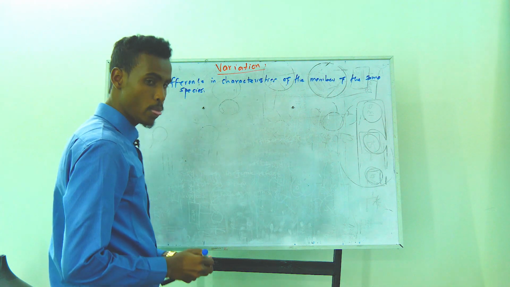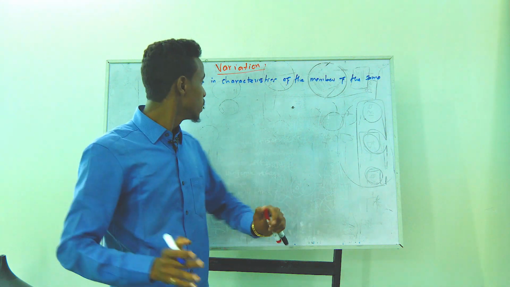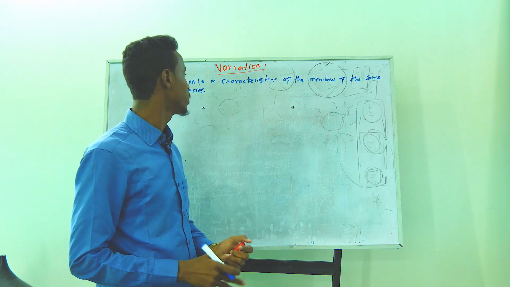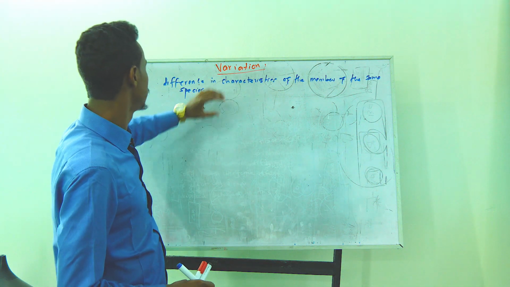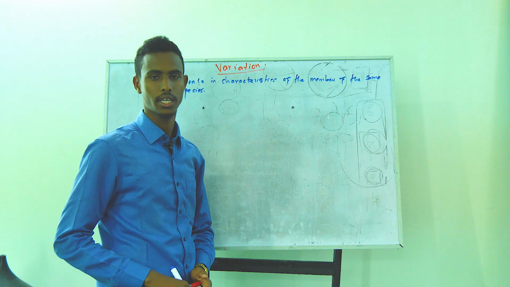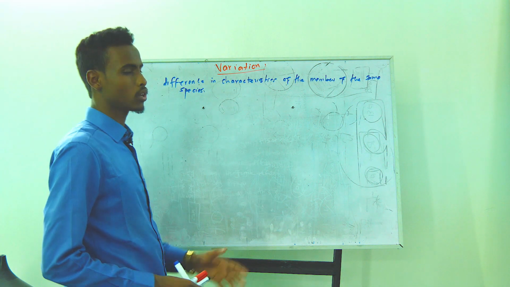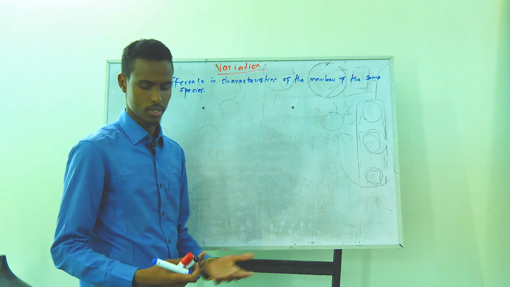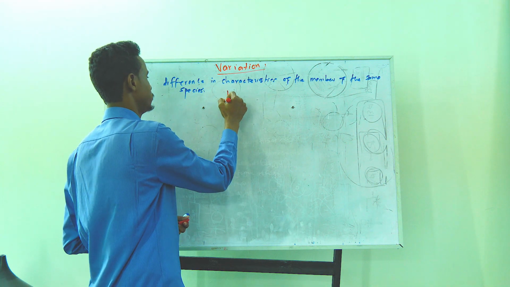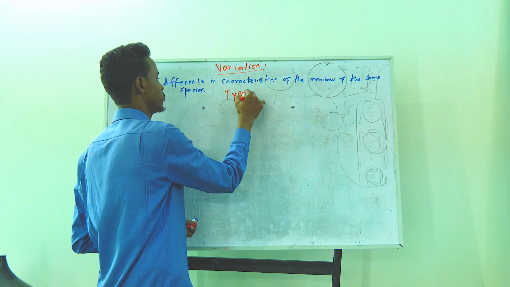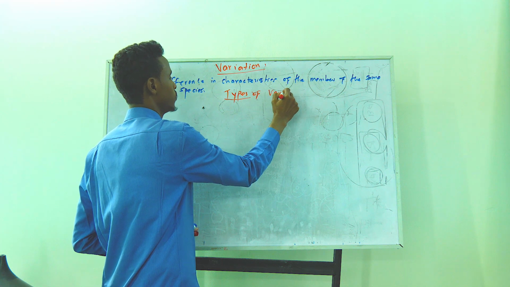You may have realized that members of the same species do show variation in their characteristics. Therefore, it is a very important aspect that we discuss. And this variation has types. Let's look at the types of variation.